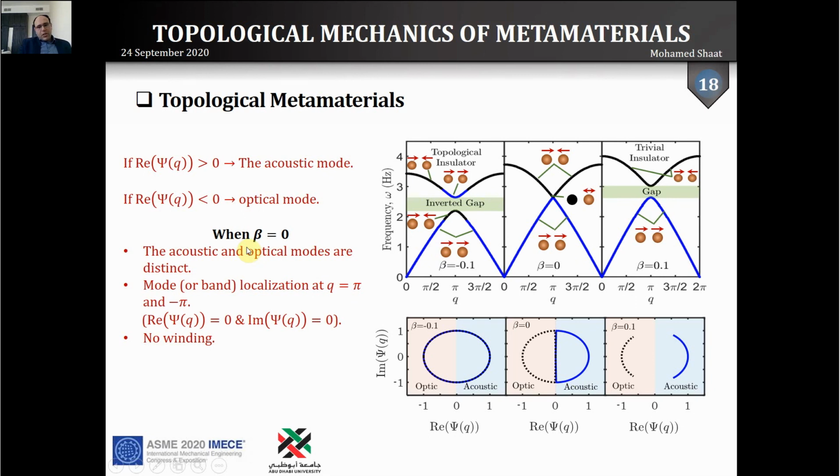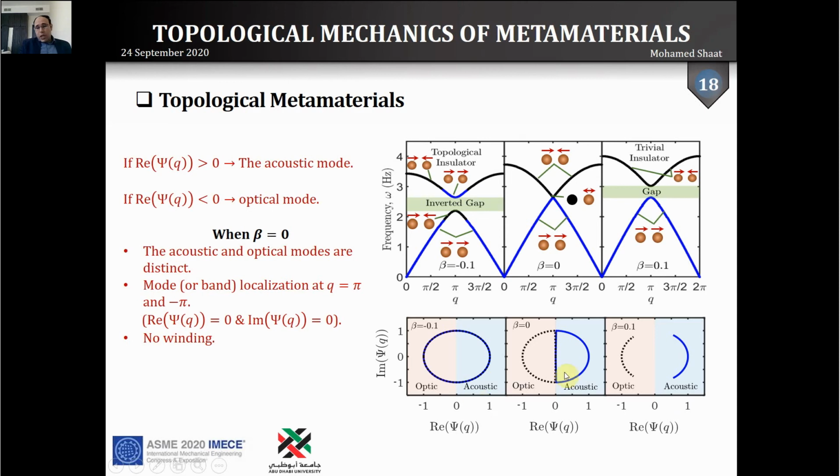In the material state, or the case beta equals zero, the acoustic and the optical modes are distinct, as can be seen here from the eigenmodes representation over the complex plane. This is the acoustic mode and this is the optic mode. The acoustic mode is located on the right side of this complex plane, while the optic mode is located on the left side of the complex plane. So both are totally distinct.